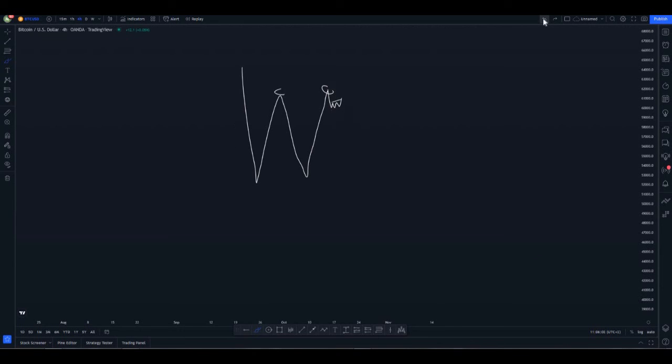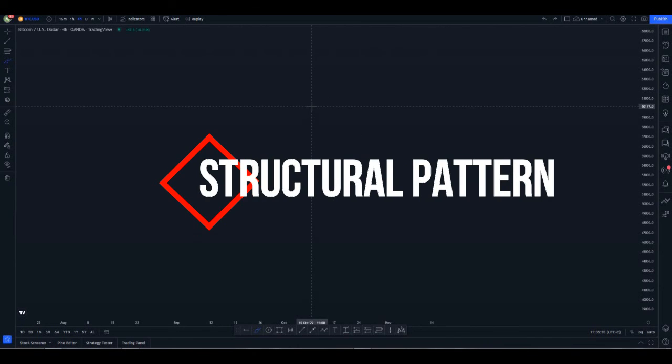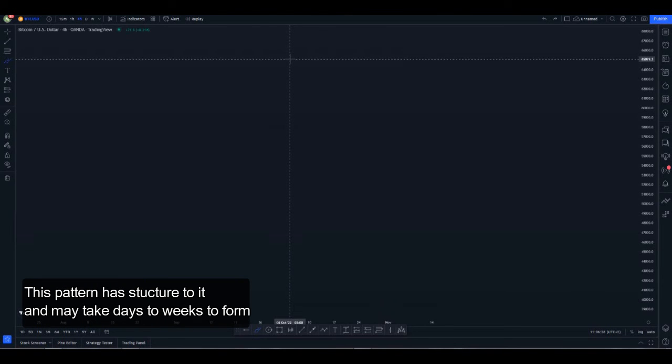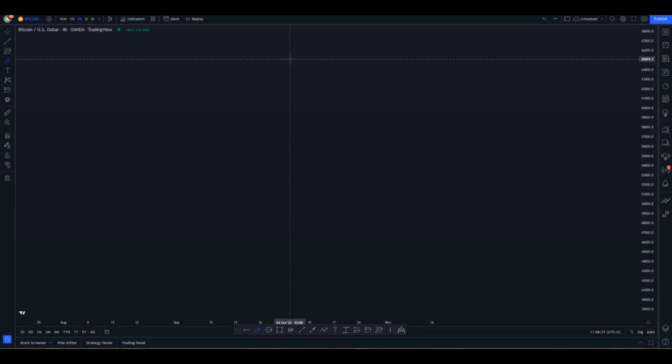So let's go to the next pattern. Another pattern that we see forming usually is the structural pattern. What do I mean by a structural pattern? This pattern has structure to it. It forms highs and lows, goes back to the high, goes back to the low, goes back to the high, that type of pattern. This pattern also forms in the impulsive phase, and most of the time it determines whether the market is going to turn around or continue. But today we're not going to look at the reversal structural patterns. We're going to look at the continuation structural patterns.